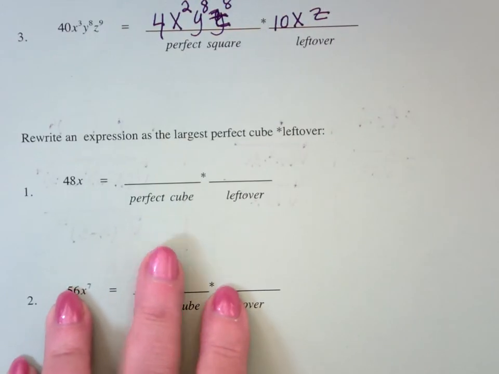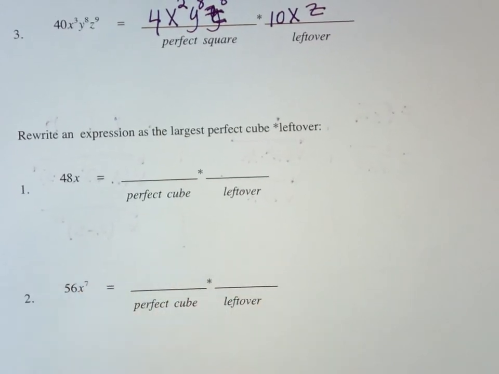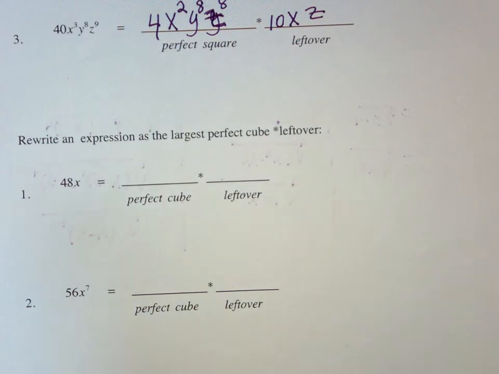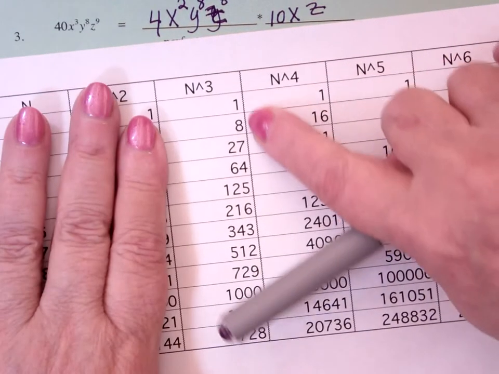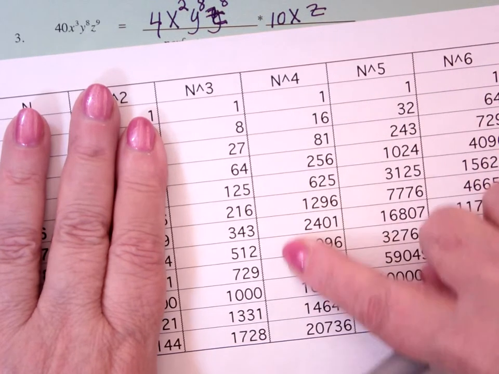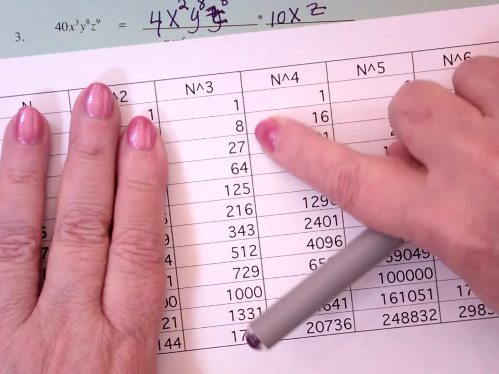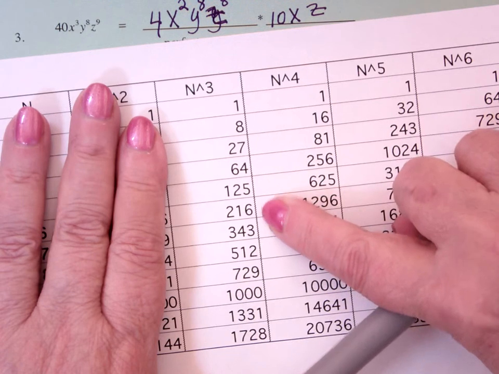Perfect cubes. Now, I want to find the largest perfect cube and the leftovers. Now I'm using the table that has got the cubes in it. So in other words, that number has to be in the list. These are the perfect cubes.